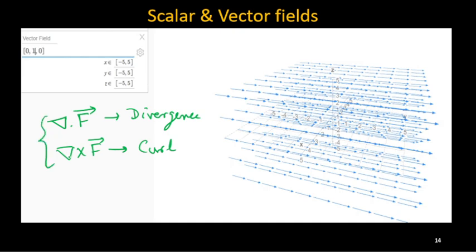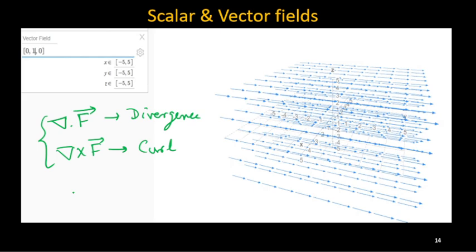These two will be defined for the vector field, and divergence will give you one value only, one scalar quantity. So if I take the divergence of a vector field, we will get a scalar field, whereas if I take the curl of a vector field, we will get another vector field. Those things will be discussed in a detailed way.